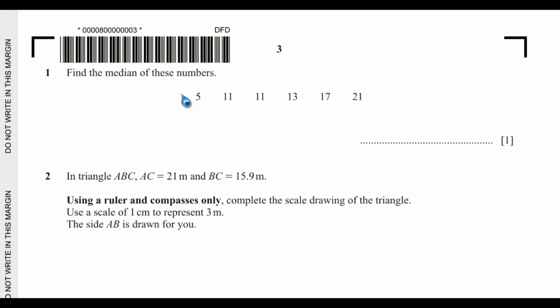Find the median of these numbers. The numbers are already arranged in ascending order, so we need to divide them into two groups. If you do that, these two numbers fall at the middle. So we need to find the midpoint of these two numbers, that is 11 and 13. The midpoint will be 12. So the median of these numbers is 12.